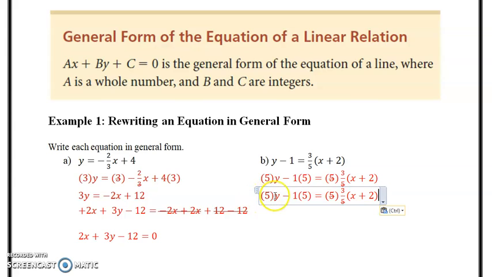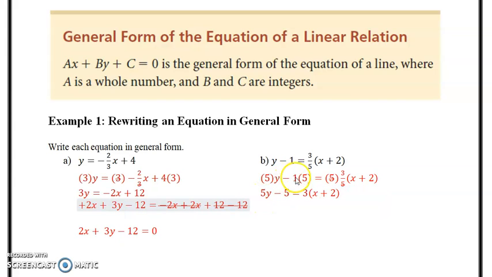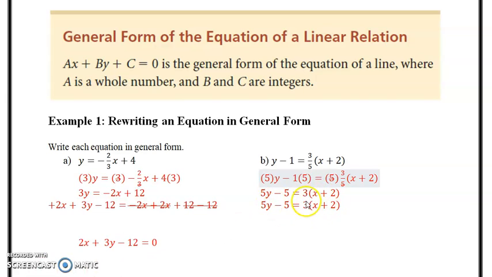And we get 5 times y is 5y. And then negative 1 times 5 is negative 5. The 5's divide out, leaving you with the 3, and you have x plus 2. So I recopy this line, but what I'm going to do is multiply 3 by x and 3 by 2. So the brackets are gone, and now it's 3x plus 6. Alright? So now what you're going to do is bring everything to one side.